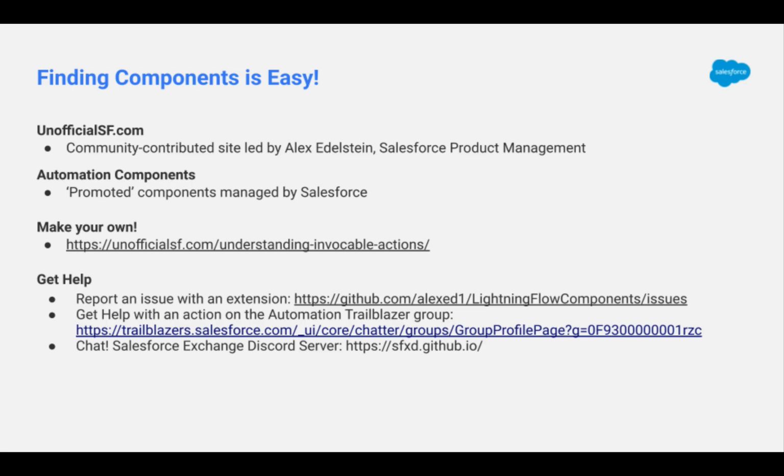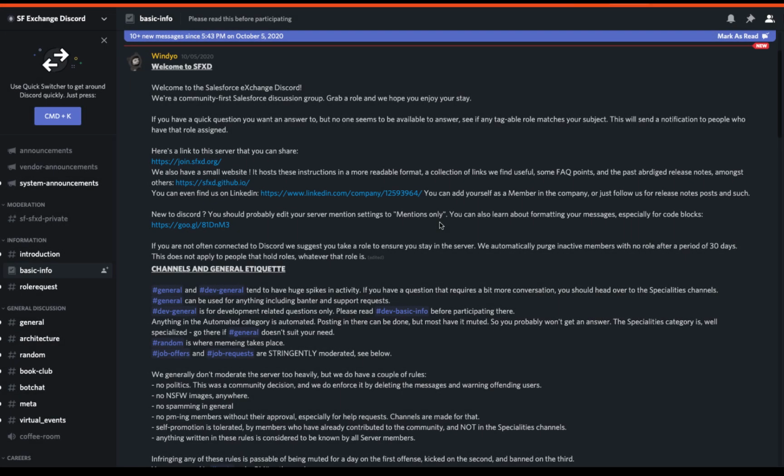And so third, if you want to make your own, there's a nice article here on Unofficial SF on understanding invocables and how they work. And then lastly, if you need help with a specific action, if you think something's wrong or broken, feel free to log an issue on our GitHub repository. And then if you need help with setting up an action or how to use it, I recommend the Automation Trailblazer group. That's a great resource. It's a very active group. We also have an Unofficial SF Trailblazer group, but I would say that the Automation group is more active. And lastly, if you're in the mood to chat, there's the Salesforce Exchange Discord server, which is a fantastic resource for getting started or getting ideas for solutions and things like that I am a big fan of.